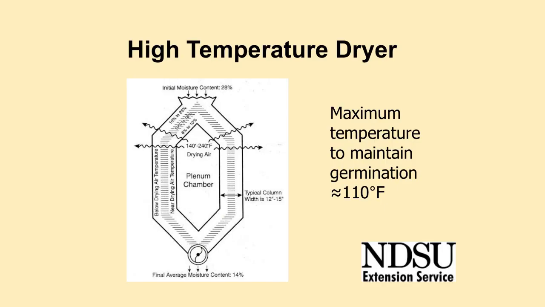Newer dryers have features such as grain turners, tapered columns, and electronic controls that permit more gentle and efficient drying. Consider a dryer with these features when selecting a high-temperature dryer. Germination is affected at kernel temperatures of about 120 degrees. So normally 110 degrees is the recommended maximum dryer temperature to limit the potential for impacting germination.